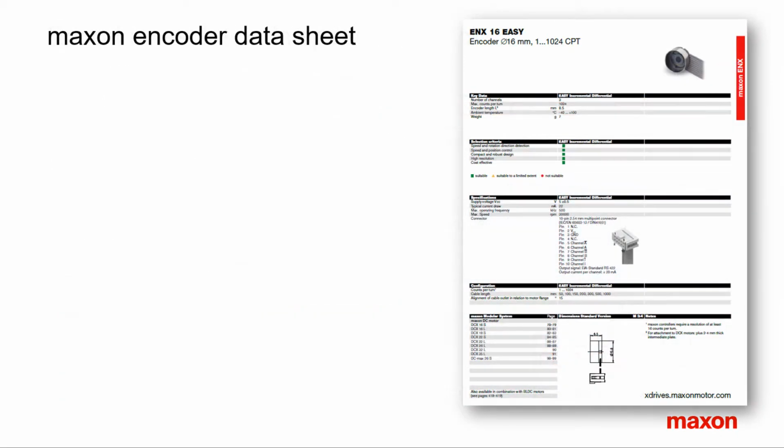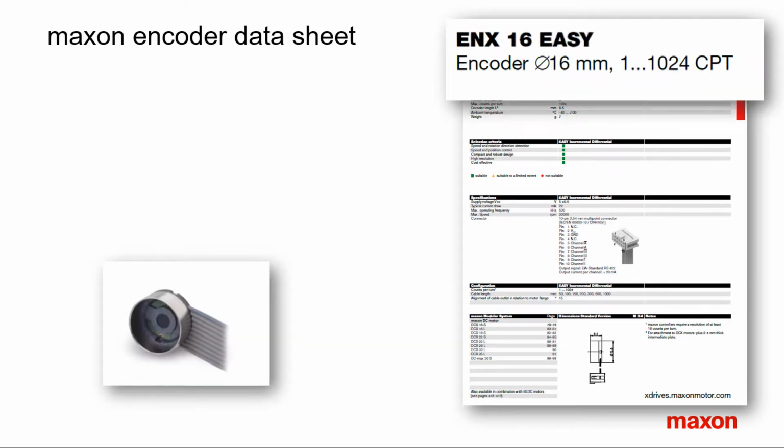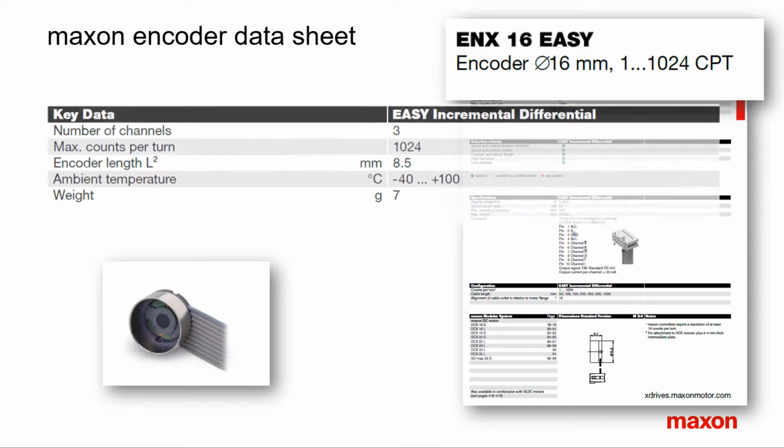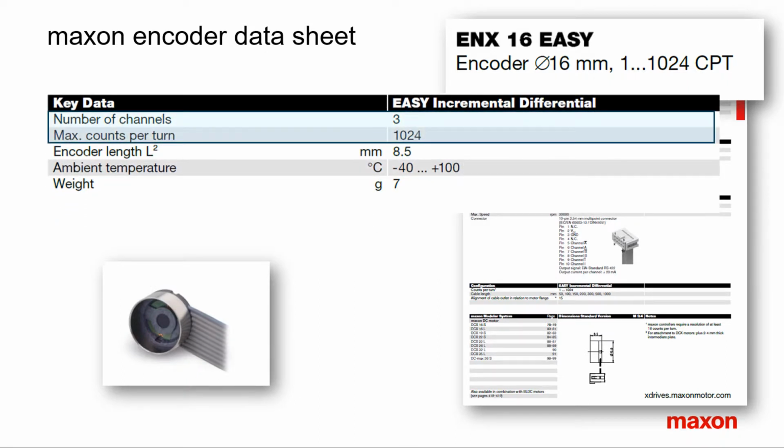Let's have a look at the maxon encoder datasheet. Where can you find the information that we have been discussing? As an example, we take the configurable ENX16 easy encoder with a resolution of up to 1024 counts per turn. The key data give general information such as number of channels and maximum possible counts. The number of channels 3 indicates that there is an index channel in addition to channels A and B. From the designation differential in the black bars, we can conclude that there is a line driver available.